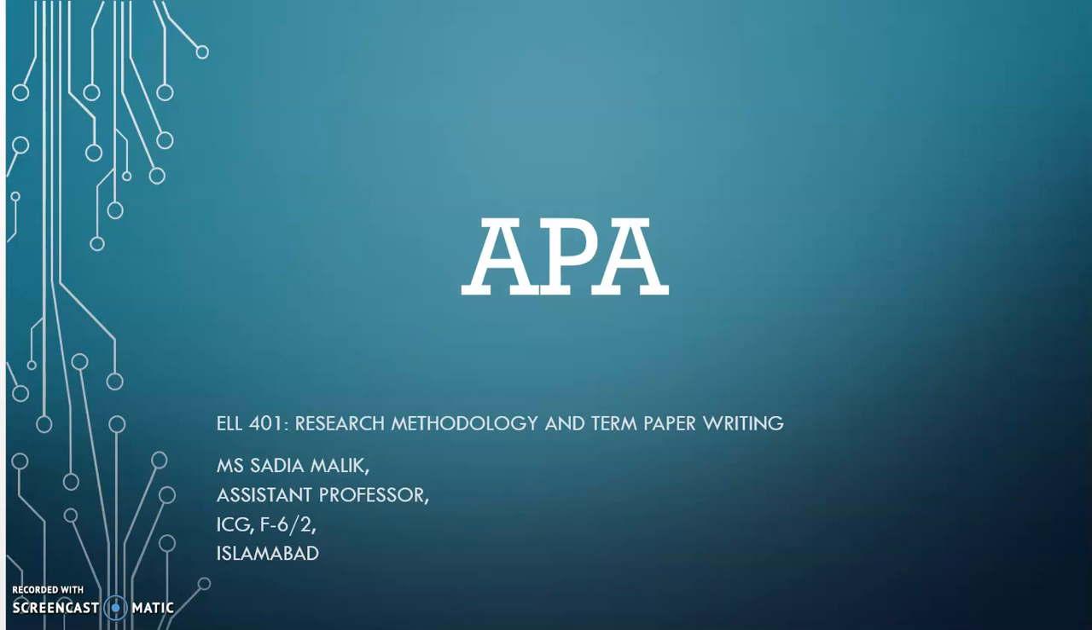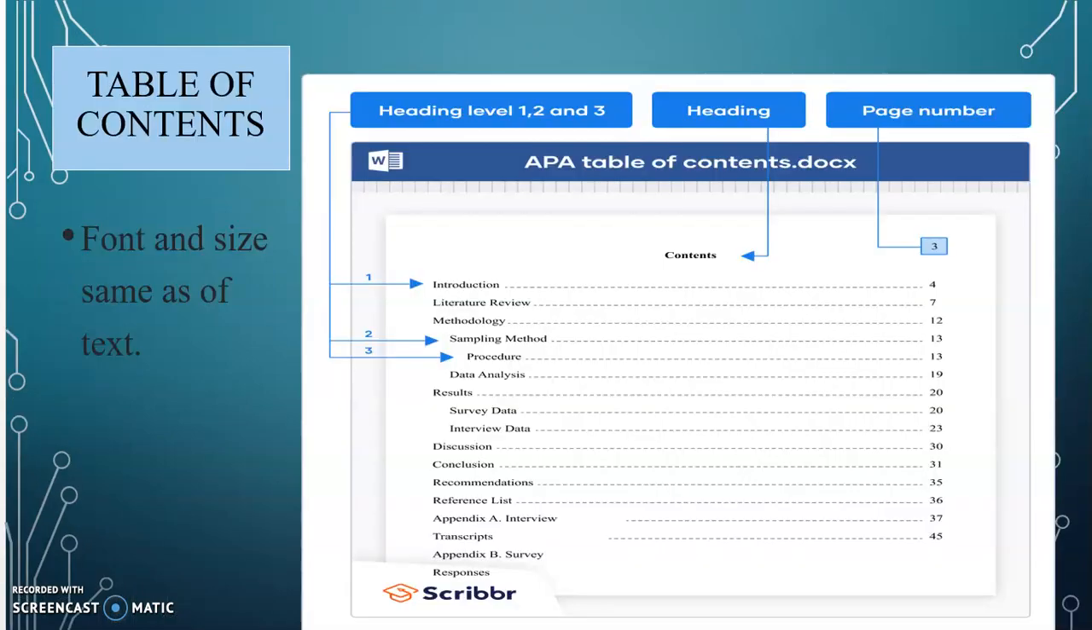We are going to be doing the second part of the APA formatting. This is in continuation with ELL 401, Research Methodology and Term Paper Writing. So in the previous video, we did till abstract writing. So today we are going to start with the table of contents.